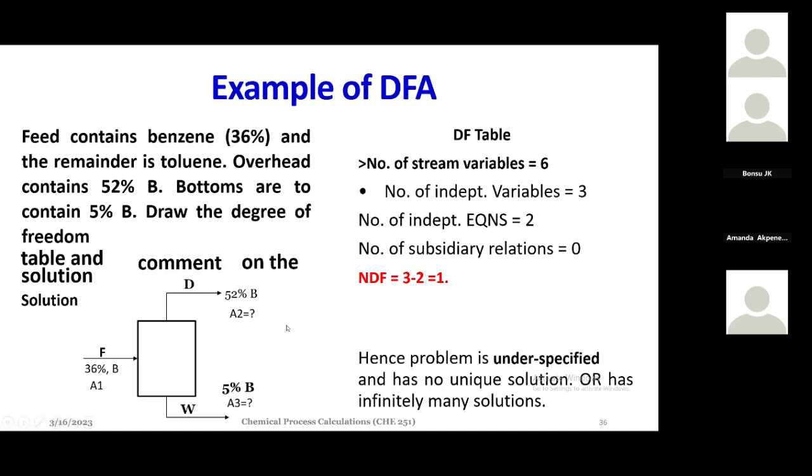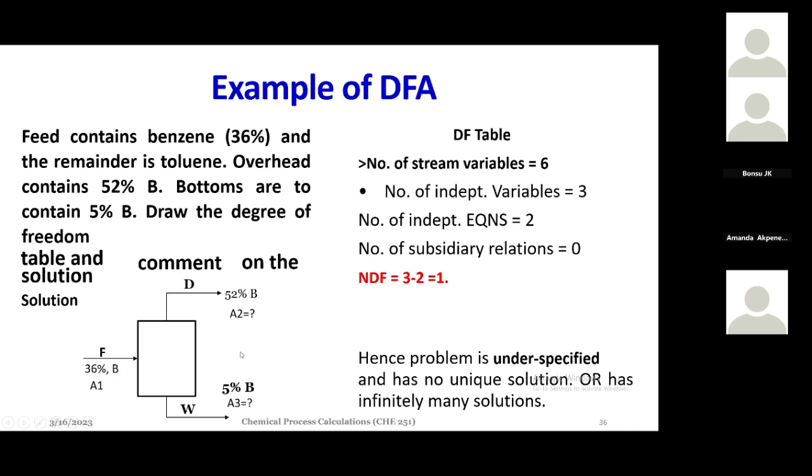Now someone might also solve it in a way that the person will assume that he or she doesn't know the value of A1, the value of A2, the value of A3. So in a case like that, you are going to have 1, 2, 3, 4, 5, 6, 6 variables. And then your number of independent equations will now be 2, because you have only two components here. So 6 minus 2.